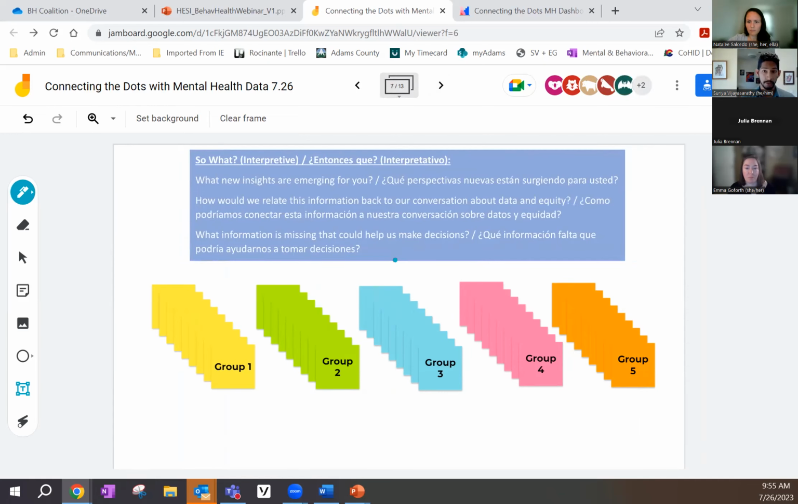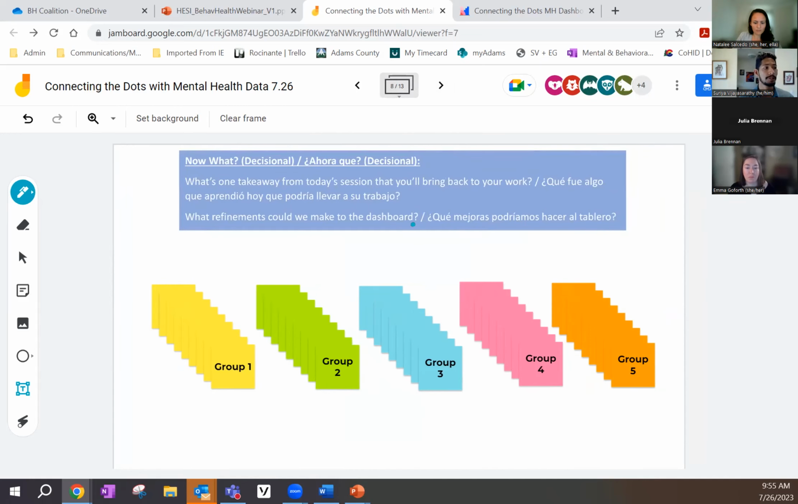From there, this is where we really want you to spend most of your time discussing the so what questions. How are you interpreting this data? What insights are coming up for you? And then finally, decisional. Now what? What can we do after this? Now that we have this data, now we've looked at it, what actions can we take? What takeaways do we have?